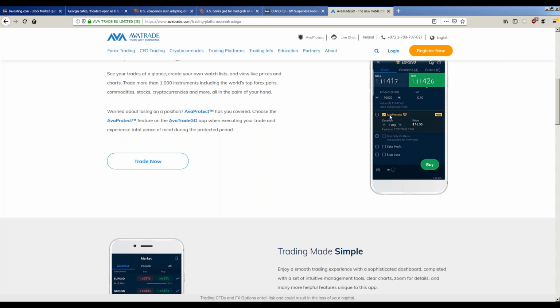It has features like Ava Protect for the currency pairings and for gold and silver. You can put protection against any losses that occur, added back to your account, for the time period you pick, for the premium cost that it shows. Okay, so it's kind of a no-brainer.